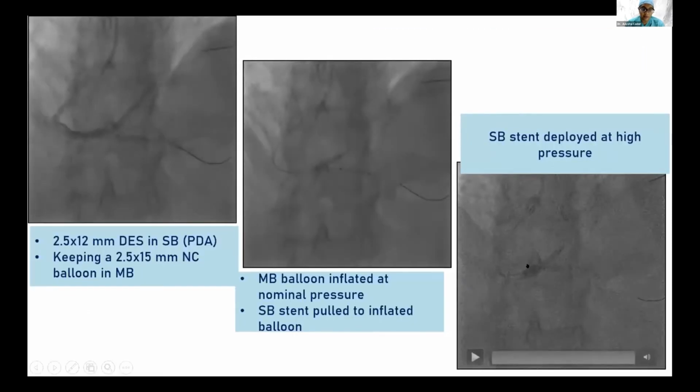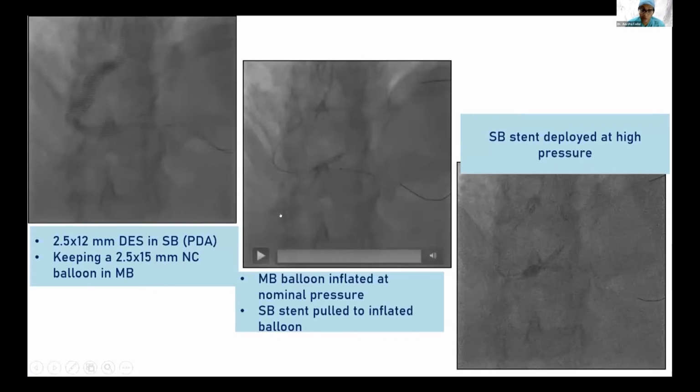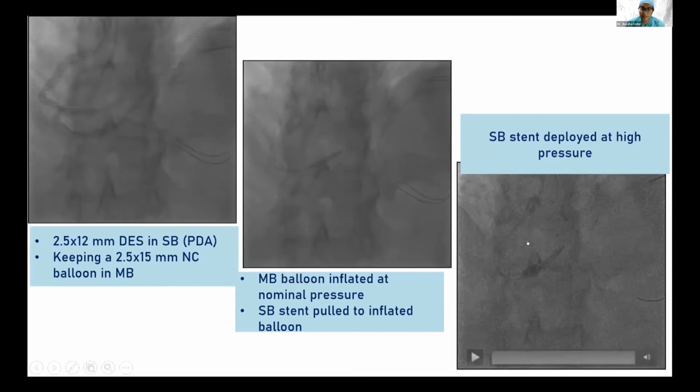So in proceeding with a nano crush, we took a 2.5 by 12 millimeter drug-eluting stent, placed it in the side branch, which we would call the PDA here, and had a small 2.5 by 15 NC balloon in the main branch, which was then inflated. The side branch stent was then pulled back towards the main branch to ensure a slight protrusion within the main branch and deployed at high pressure.